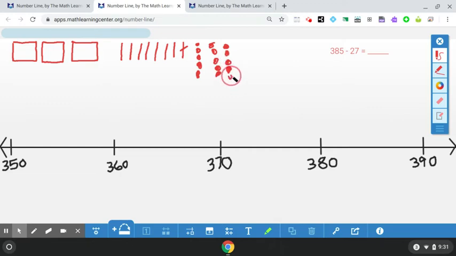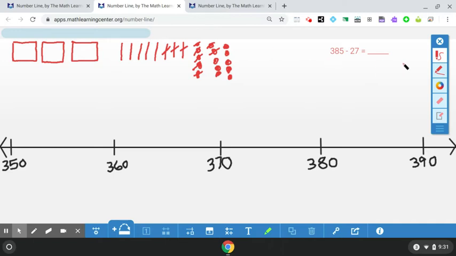9, 10. Okay. So now I have 385. I still have 385, just arranged a little differently. And now I have enough ones. So I'm going to take away 27. 10, 20, 21, 22, 23, 24, 25, 26, 27. Okay. That's again something you've been doing quite a bit of, something you know how to do.